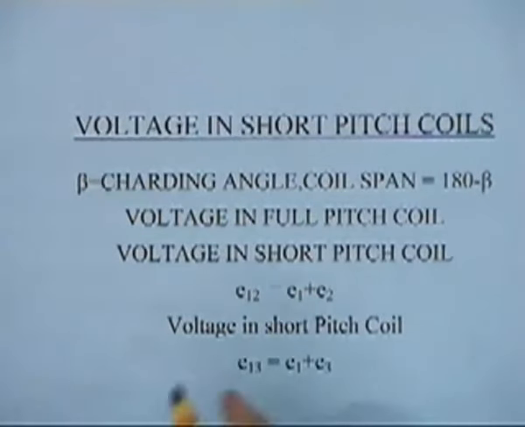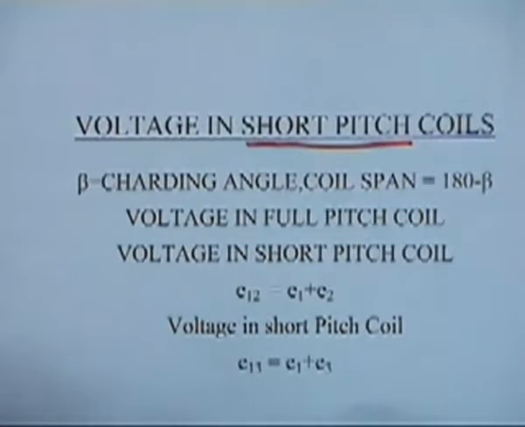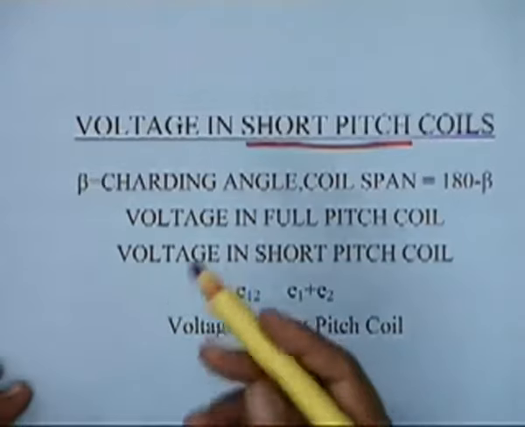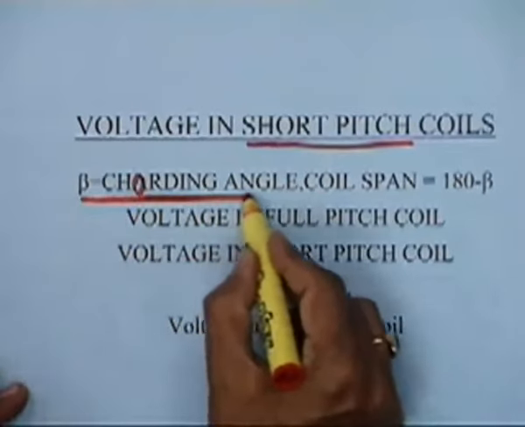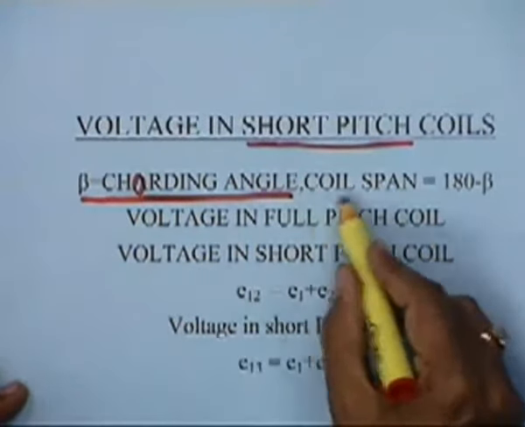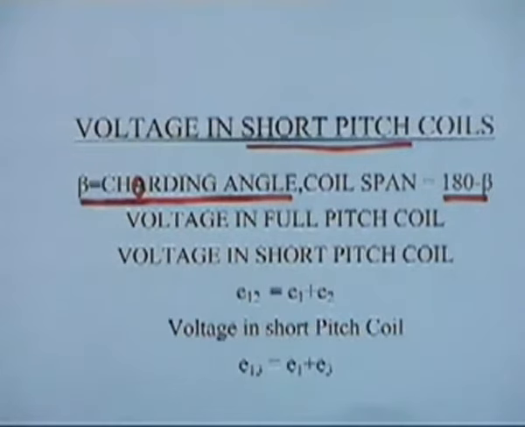These coils are called short pitched coils. They are not full pitch. Full pitch is spanning 180 degrees, and they are short pitched by a angle called the chording angle, beta. That means the coil is spanning an angle of 180 minus beta degrees. Let us look at this picture of the chording, which is done like this.